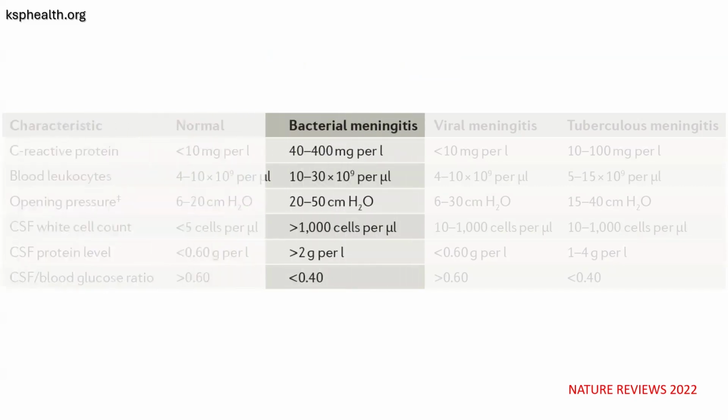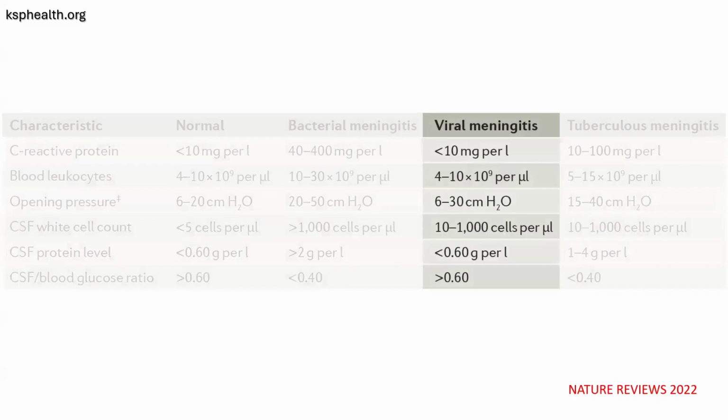In patients with bacterial meningitis, the CRP goes up, 40 to 400. Blood leukocytes, usually hyperleukocytosis. Opening pressure is high, 20 to 50. CSF white cell count is more than 1,000 cells. CSF protein level is high. And CSF blood glucose ratio is less than 0.4.